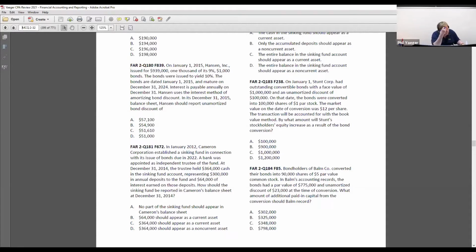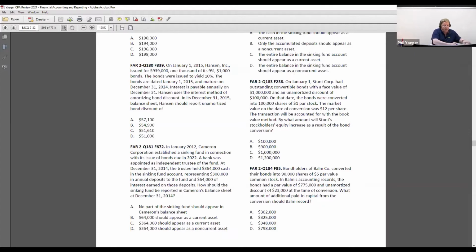All right, so anyway, we have the Stunt Company. They had outstanding bonds with a face value of 1 million and an unamortized discount of 100,000. On that date, the bonds were converted into 100,000 shares of $1 par value stock. The market value on that date was $12 per share. You see that? Now, it says the transaction will be accounted for with the book value method. By what amount will Stunt's stockholders' equity increase as a result of the bond conversion?